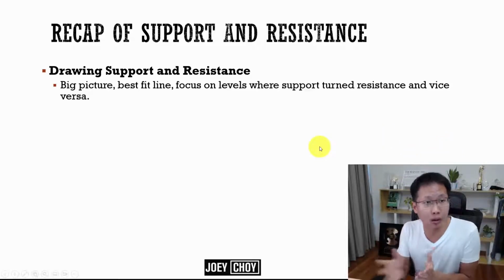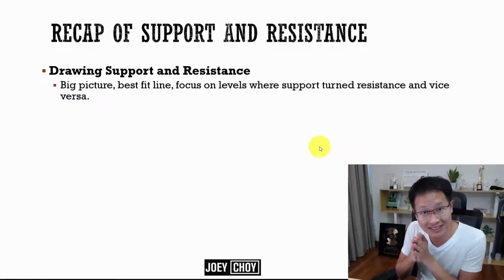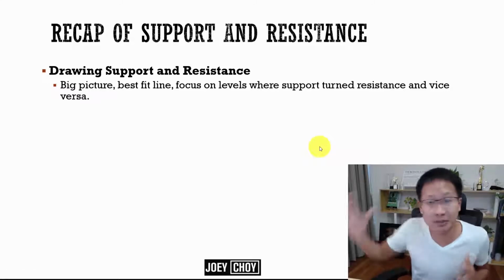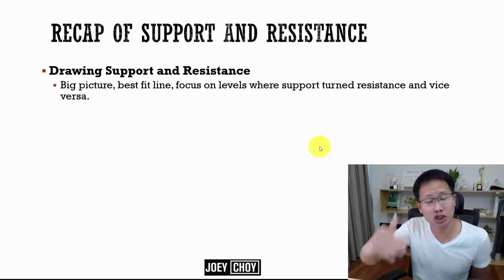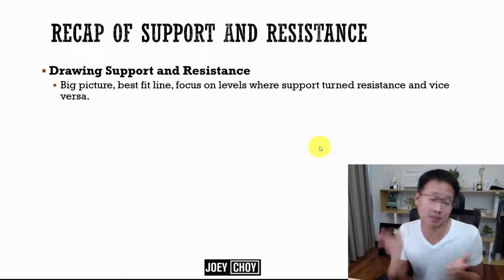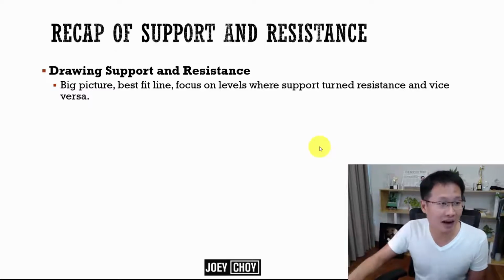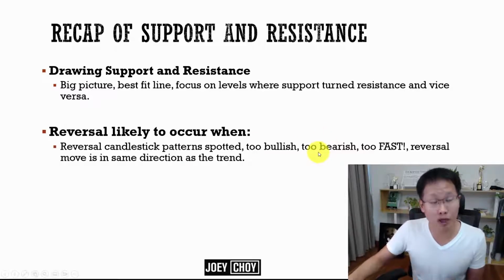We have drawn the horizontal support and resistance lines. As I mentioned, we get the big picture. We zoom out, we look at the best fit line, the line that touches the most points. Focus on levels, where support turns resistance, and vice versa as well. And we look at reversals.